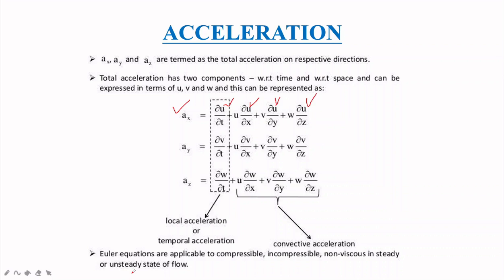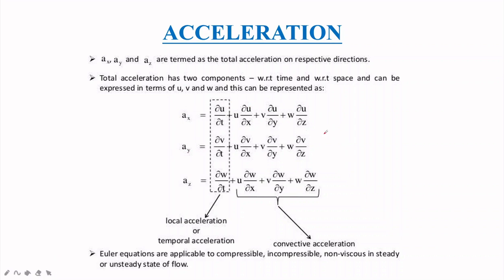First we write with respect to time. So what is that? Dou u by dou t, plus u into dou u by dou x, with respect to x. Next, v into dou u by dou y, with respect to y. Next, w into dou u by dou z, with respect to z. Like this, we have to do for every direction.